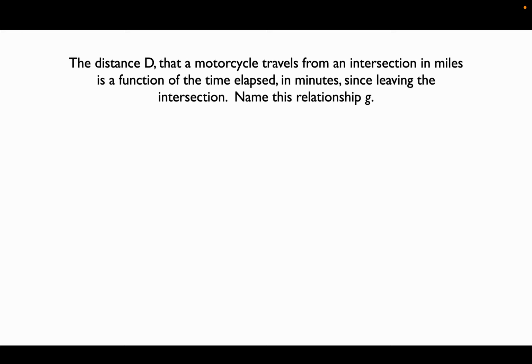All right, so moving on from boxes. A distance d that a motorcycle travels from an intersection, measured in miles, is a function of the time elapsed in minutes since leaving the intersection. Blah, lots of words there, but we're defining some things that are going on. Motorcycles traveling past an intersection. There's some elapsed time that we're measuring, and the relationship between the time and the distance is called relationship G. Okay, G has nothing to do with abbreviations of motorcycle or intersection or distance or time, just a random letter.